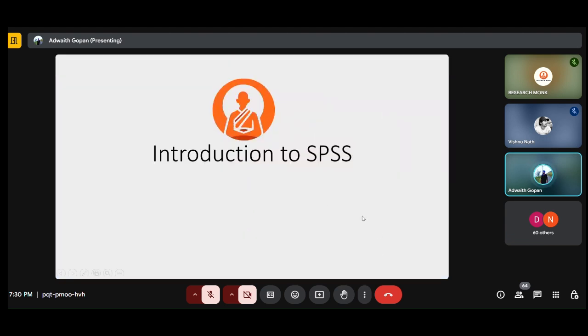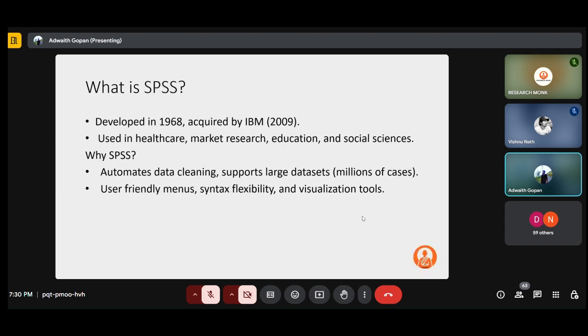So good evening, everyone. My name is Advait Goban, and I'm going to be taking this session on introduction to SPSS. SPSS's full form is Statistical Package for Social Sciences, and it is widely used in social sciences, healthcare, market research, education, etc. It is used for data analysis, data cleaning, and data visualization as well. Today we are going to be exploring what SPSS does, and I'll introduce you to some basic tests that we can conduct through SPSS.